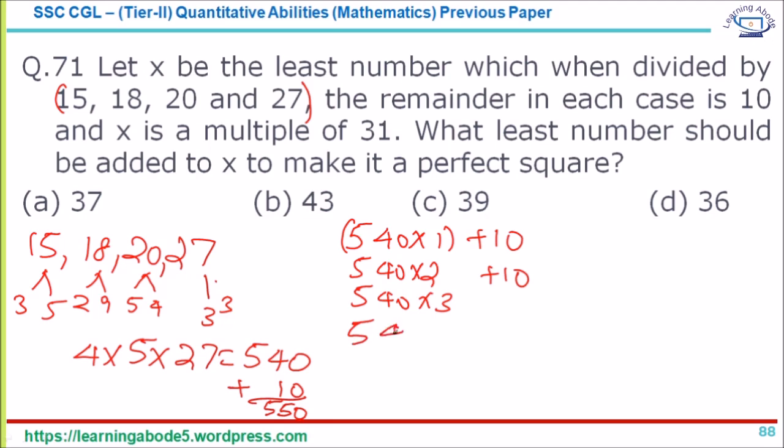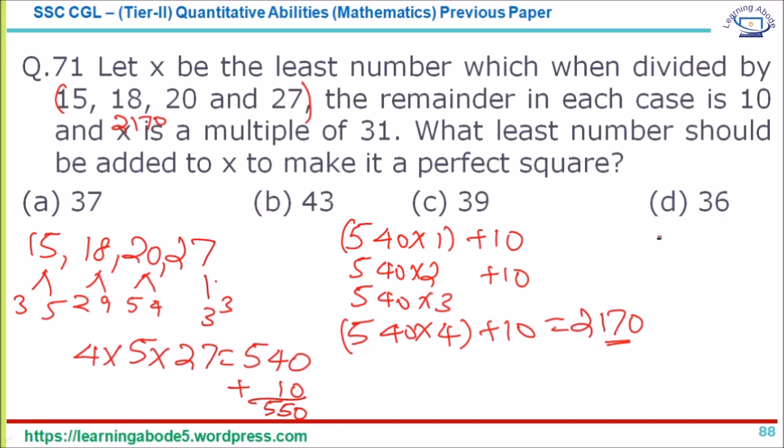Now 540 into 4, plus 10, is equal to 2170. This is 31 into 70, so this is a multiple of 31. That is the value of x. So x is equal to 2170. This is the least number which is a multiple of 31, as well as when you divide by these four numbers, you get a remainder of 10.